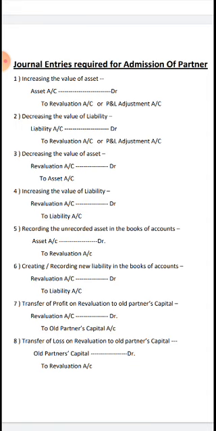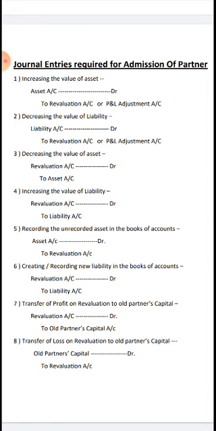So first transaction, increasing the value of asset. The value of asset gets increased. In the revaluation account, as you studied in the previous video, changes in the value of assets as well as liabilities are recorded to the revaluation account. So this logic should be kept in mind as we prepare our journal entries.